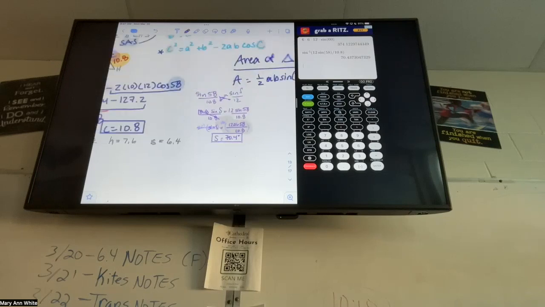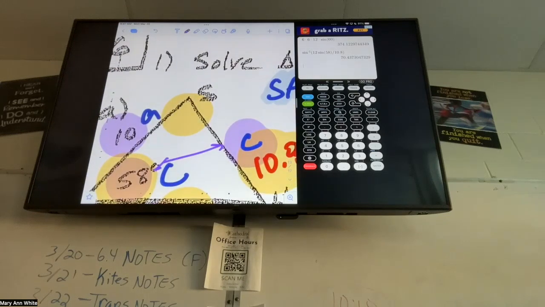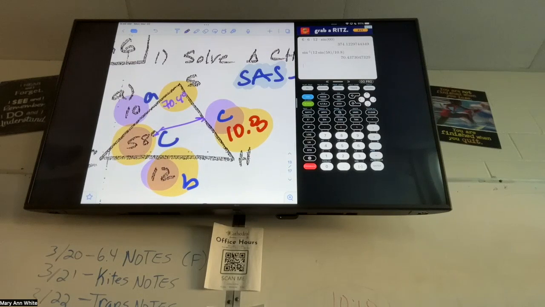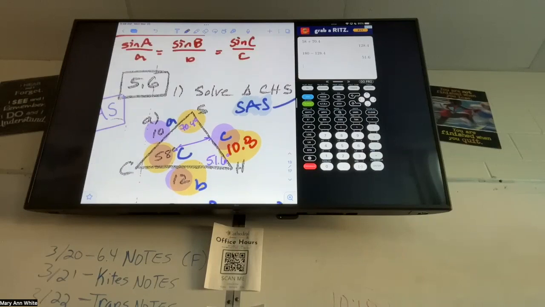Okay. So I'm gonna go put 70.4 in for S. And then I can find angle H by doing 58 plus 70.4 and then minusing that from 180. And so angle H is just going to be 51.6. If you like the kind of work, you can think about 58 plus 70.4 plus X equals 180. And that's how we found angle H.